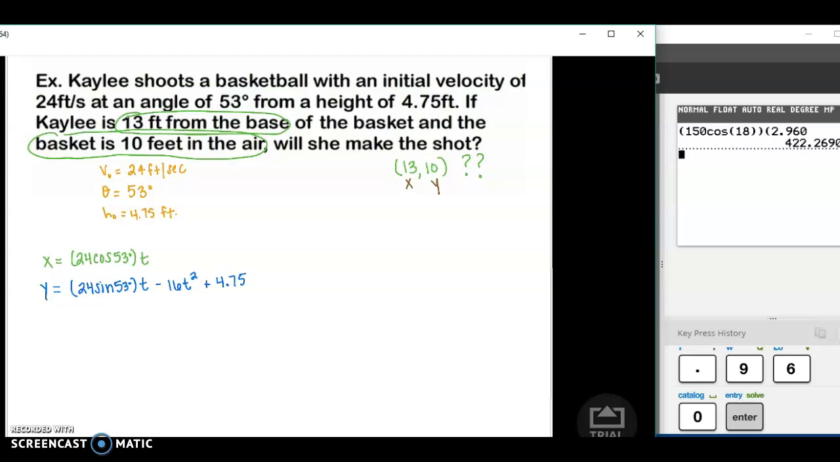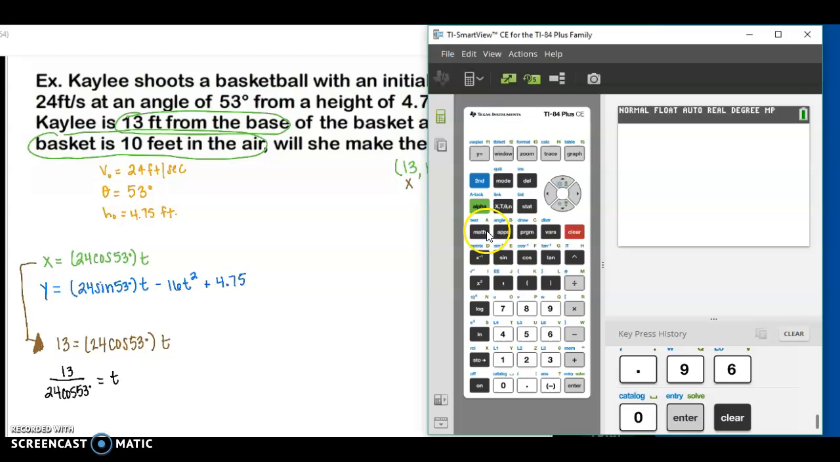So what I'm going to do here is plug in x to get the time first, kind of like we did earlier in the problem. So I'm going to take this x equation, and if x is 13, that would be 13 equal to 24 cosine of 53 degrees times the time. Okay, so if we solve this for t, this is 13 divided by 24 cosine of 53 is equal to t. So in our calculator here, I'm going to make a fraction so it can look like this. So I'm going to do 13 over 24 cosine of 53. And this gives us the time is 0.900.